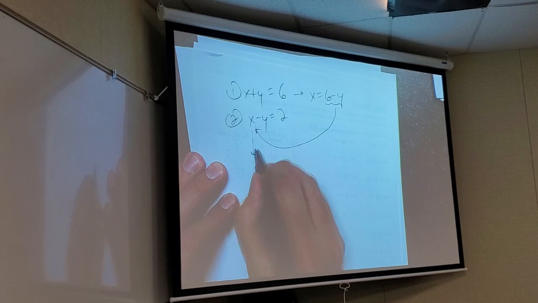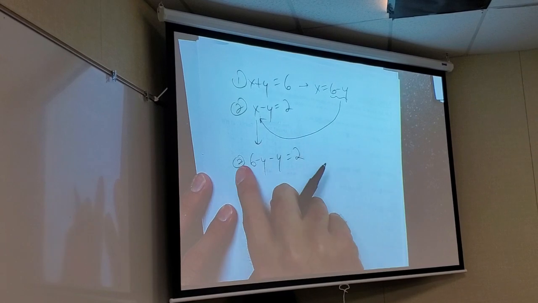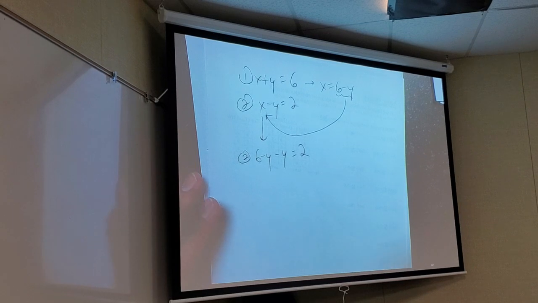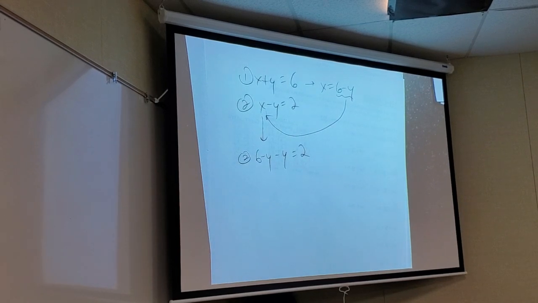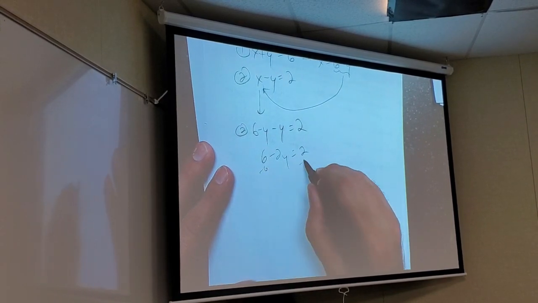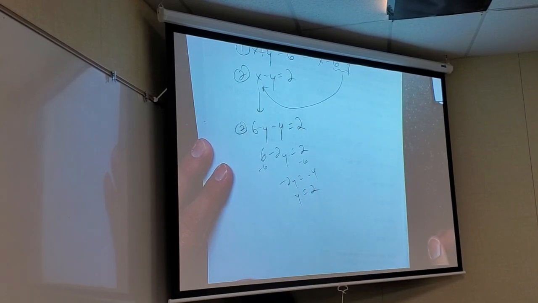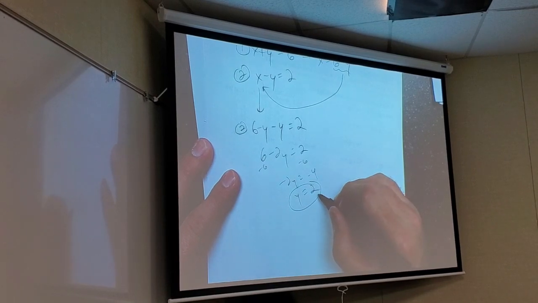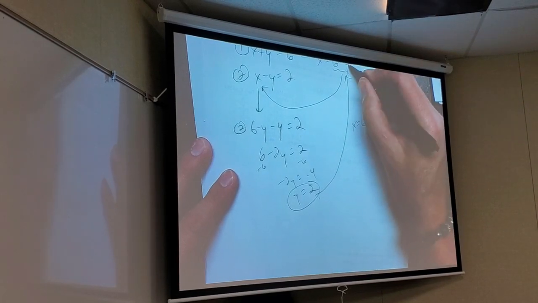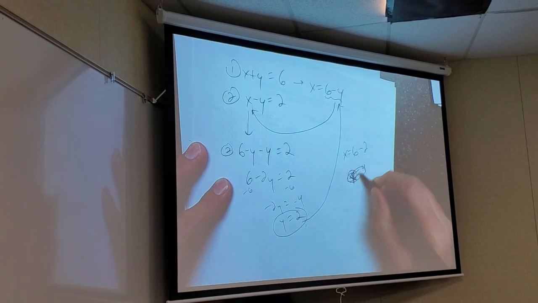What does that do for me? How many variables do I have in this equation now? One. So I can solve for it now. I've decreased the number of variables in my problem. Always better. 6 minus 2y equals 2. Subtract 6, negative 2y equals negative 4, y equals 2. Once I know one of these, it's like dominoes. It falls back. Now I know y, which means I must know x. And isn't this the answer we got before?